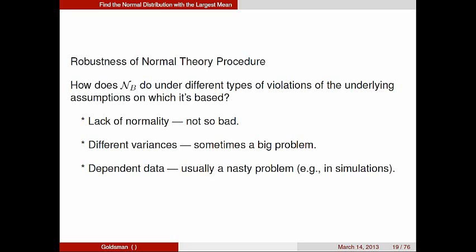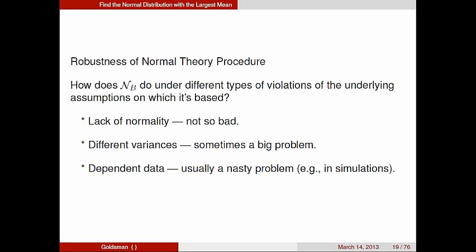So the waiting time distribution actually changes. So if you want to use a procedure like this, how does it apply in simulation? Well, if the observations aren't normal, it turns out not a big problem. If you have exponential observations instead of normal observations, not too bad. If the variances between the populations aren't the same, sometimes it's a big problem.